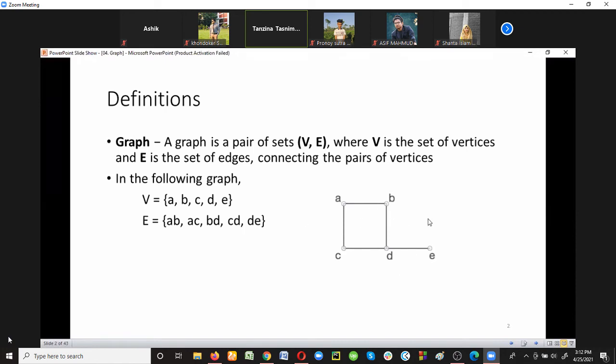So look at this graph. If this is a graph, how many vertices does it have? 5 vertices, A, B, C, D, E. This is the set of vertices, and it includes 5 vertices. And what is an edge? An edge is a connecting line. Suppose some nodes are given, how can we connect them? By using some connecting lines. So these are the edges. How many edges are here? 5 edges, AB, AC, CD, BD, and DE. So in a graph, we have a set of vertices and a set of edges. So this is a graph.